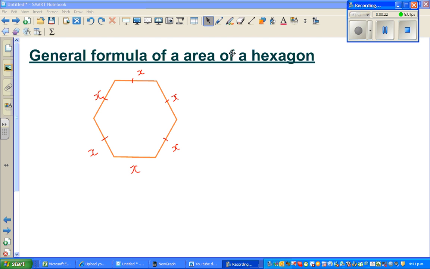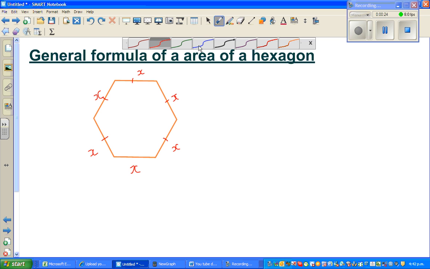To find the area of a hexagon, what we can do is, if you can find the area of one triangle, this hexagon can be split into 6 equilateral triangles. Okay, I'll draw one equilateral triangle just to give you. I explained in the previous video how it's an equilateral triangle.